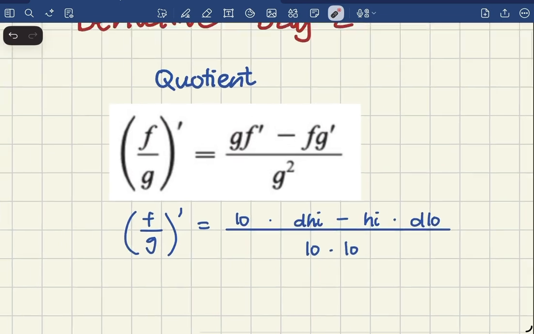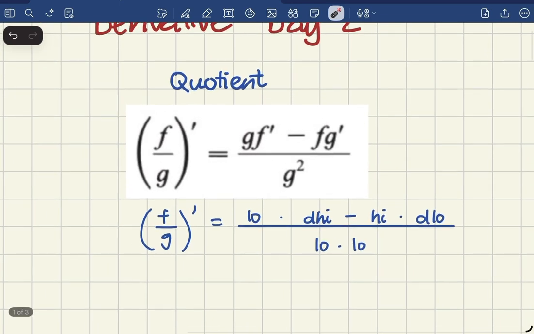The quotient rule says that to find the derivative of a function f over a function g, we need to apply this rule. So that will be the function in the denominator times the derivative of the function in the numerator minus the numerator function times the derivative of the denominator function, over the denominator function squared.